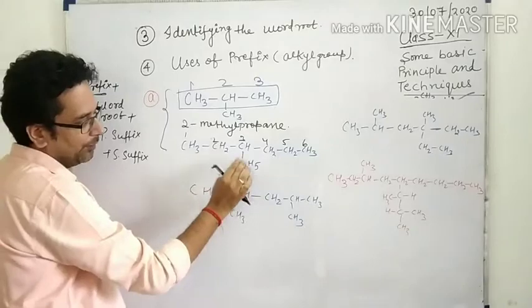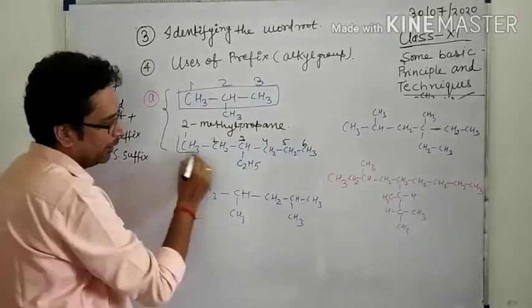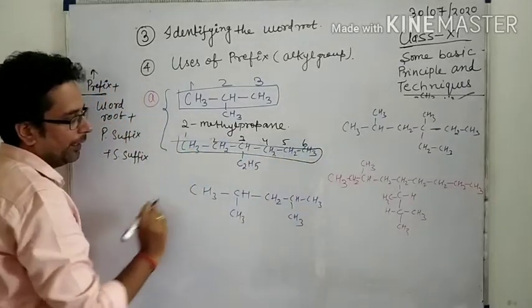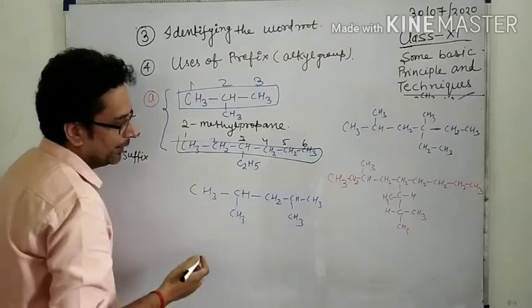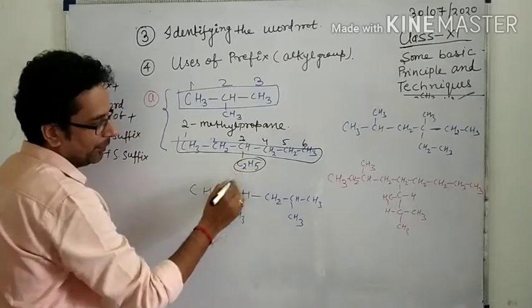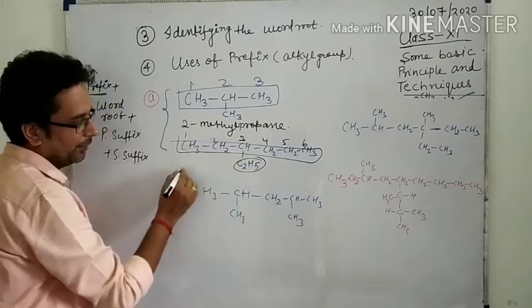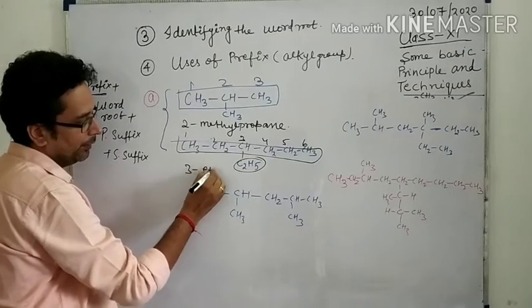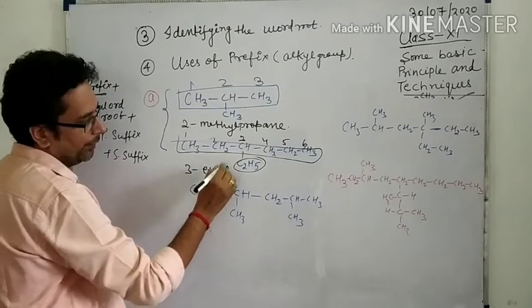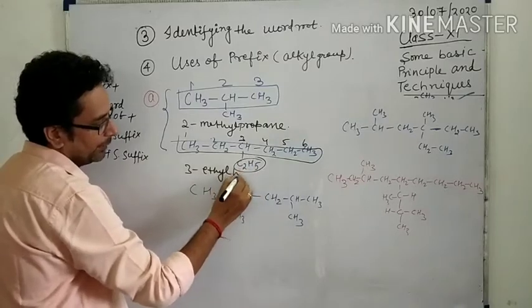Okay, so the name of this compound: this is the longest chain, and this is the side chain. So what is the correct name? This is used as a prefix, and C2H5 is ethyl. So 3-ethyl hexane.